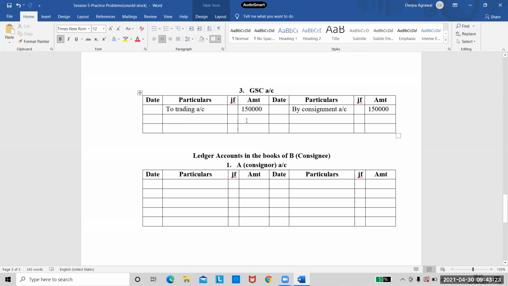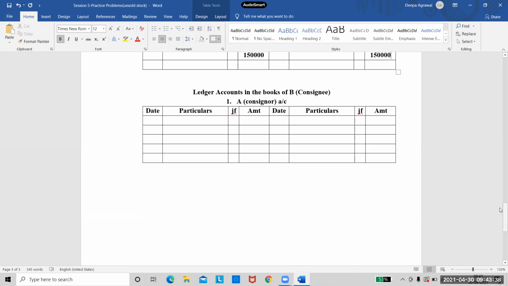Put the totals on both the sides. The amount on both the sides is 1,50,000. So we are done with the goods sent on consignment account also. Now we are left with the ledger accounts in the books of consignee, wherein he prepares only one account, that is the consignor's account. And we know very well the entries in the consignee's and consignor's accounts will remain the same. The only thing is that they'll be opposite to each other. So we'll start with the consignor's account.